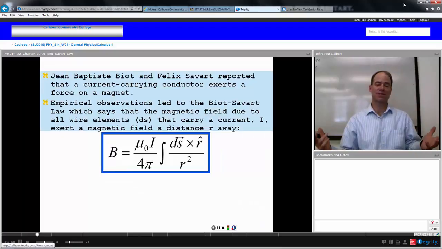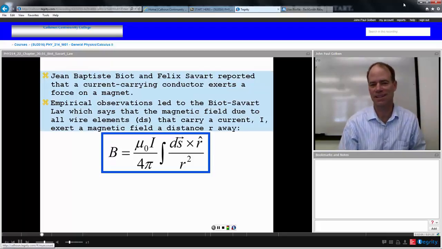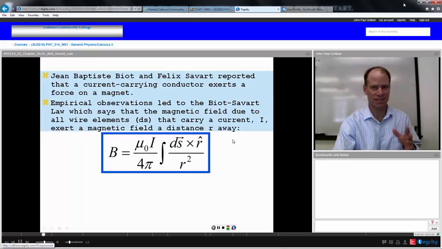This is a very intimidating formula, and it was derived by both Biot and Savart separately, independently. They were both on the cutting edge of the science at the moment, and they both independently came up with the same law. We are going to look at this, but we're going to find easier ways to use this law.